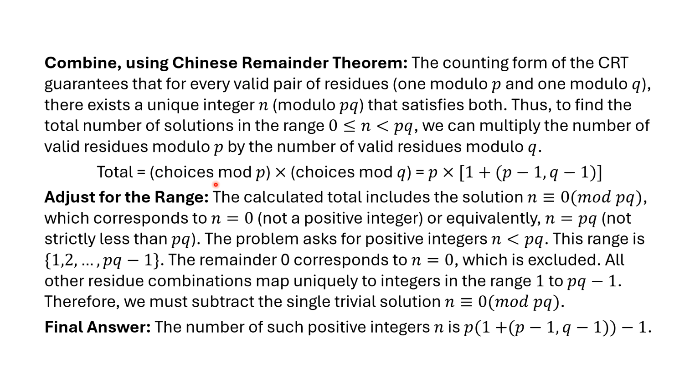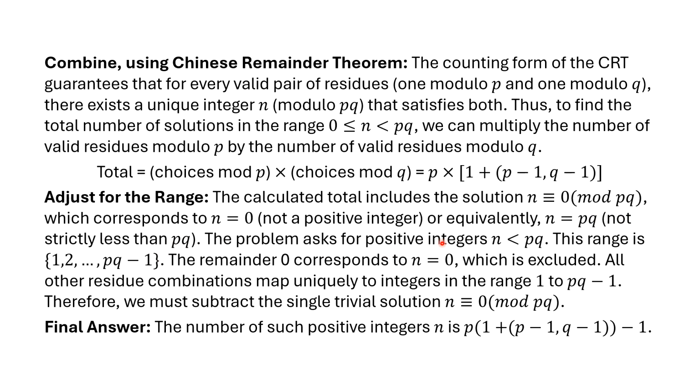So in our analysis from the previous slide, for modulo p, we noted there were p choices, and for modulo q, there were 1 plus the GCD of p minus 1 and q minus 1 choices. So we multiply these two together, and that's almost the solution. We have a little adjustment we need to make. The calculated total includes the solution n congruent to 0 mod pq, which corresponds to n equals 0, which is not a positive integer, or equivalently n equals pq, and that's not strictly less than pq.